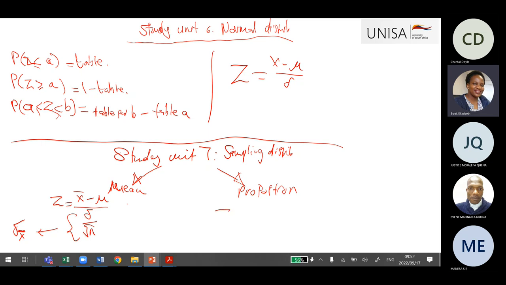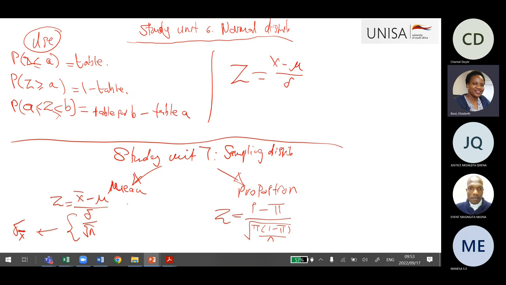If you're calculating it for the proportion, then you will have your sample proportion minus your population proportion, divided by the standard error, which is the square root of the population proportion times 1 minus the population proportion, divided by n. All of them use Z. You just need to calculate the Z accordingly and then use the table to find the probability.